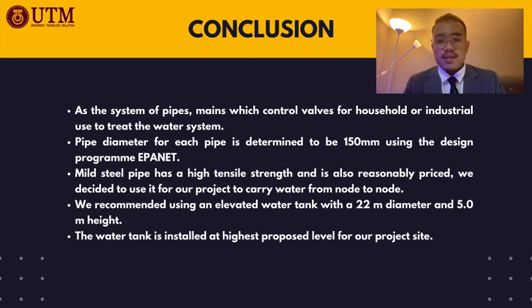To satisfy the whole demand for the envisioned residential development, we recommend using an elevated water tank with a 22 meter diameter and 5 meter height, to guarantee that the water supply to each premises has an acceptable pressure head. The water tank is installed at the highest proposed level for our project site.